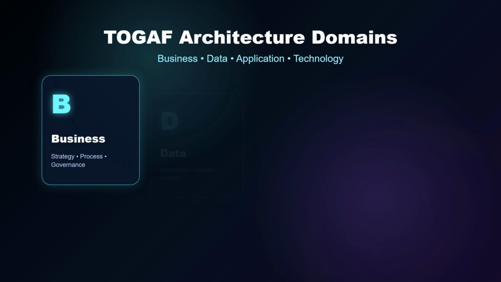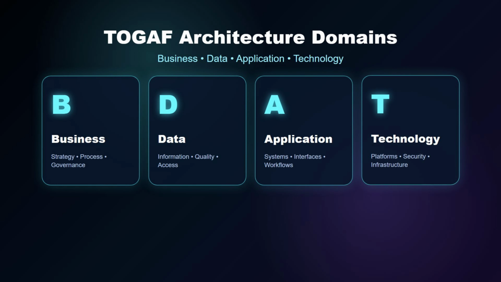In this video, we're going to break down the four main TOGAF architecture domains: business, data, application, and technology architecture. These are often shortened to BDAT, and by the end, you'll understand what each domain means, how they connect, and how they help us think about AI solutions in a real organization.